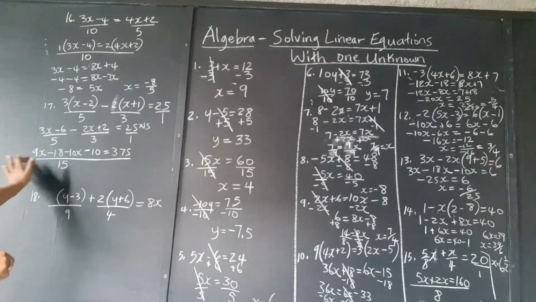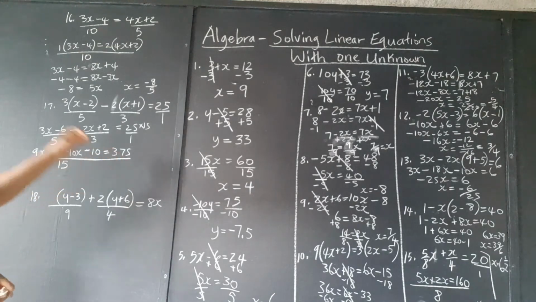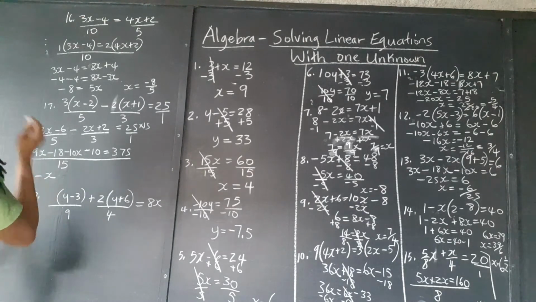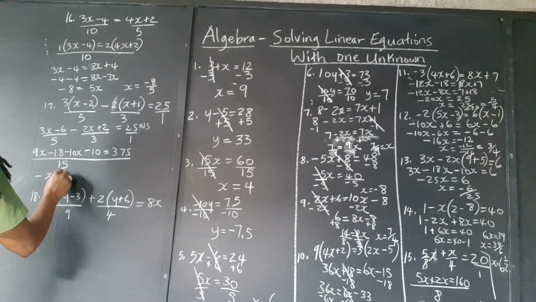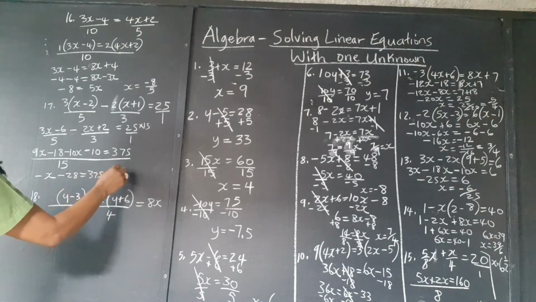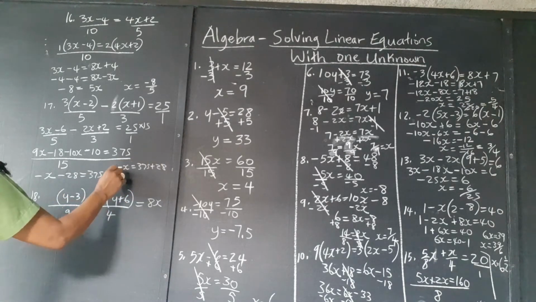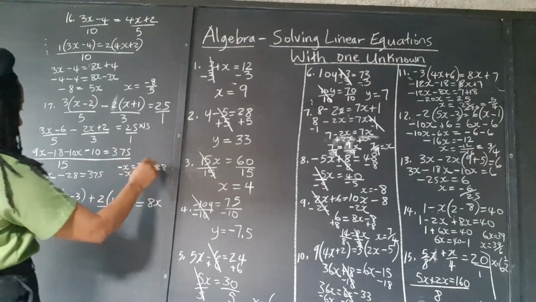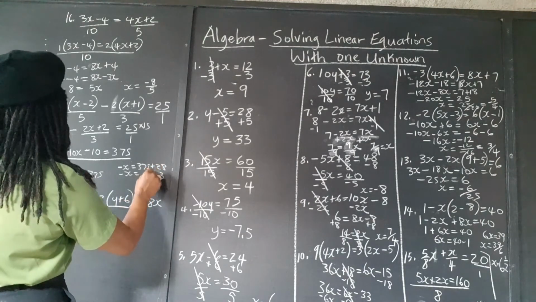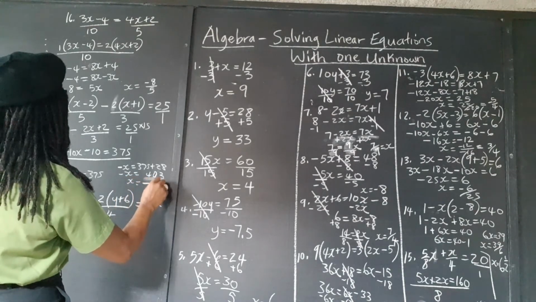So now we're just going to work the top, and we don't have to include the denominator because they're all over a common denominator. So 9x minus 10x is negative x. Negative 18 minus 10, negative 28. So negative x is equal to 375 plus 28, which gives 403. So x is negative 403.